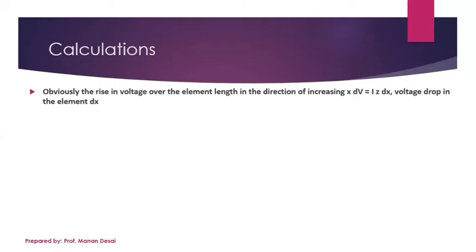Now, obviously, the rise in voltage over the element length in the direction of increasing x, dV, is equal to I Z dx, the voltage drop in element dx. So it is a voltage drop in the dx part. So we can conclude the first equation: dV by dx is equal to Z into I.